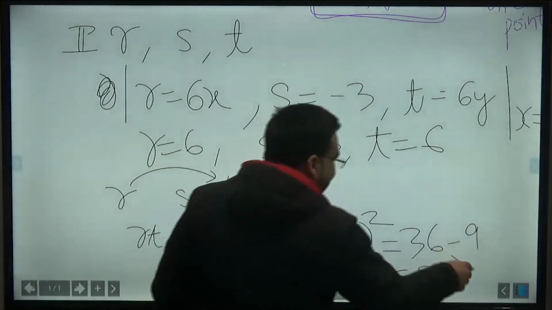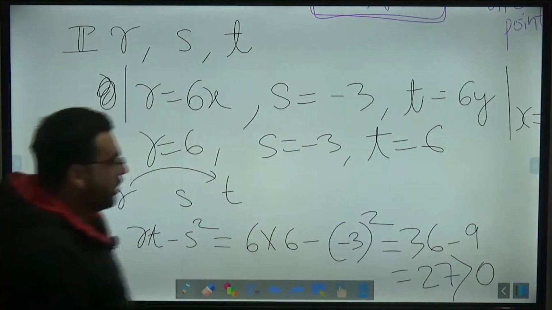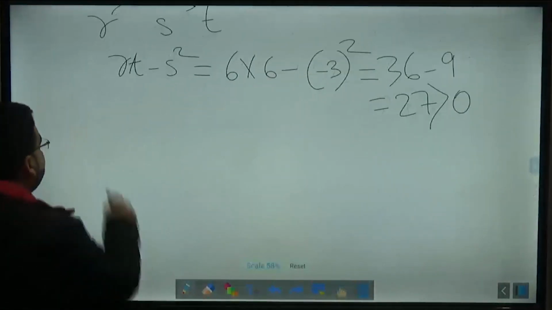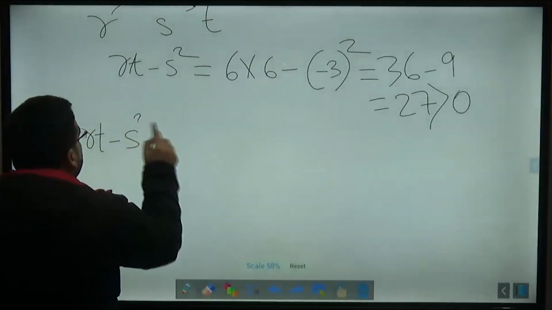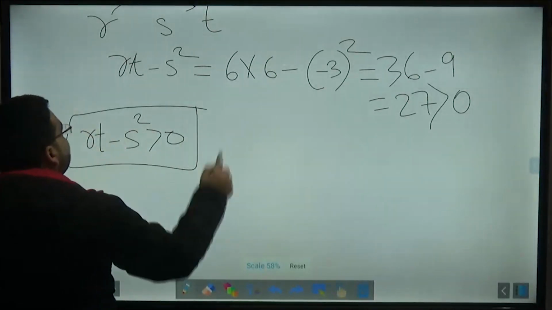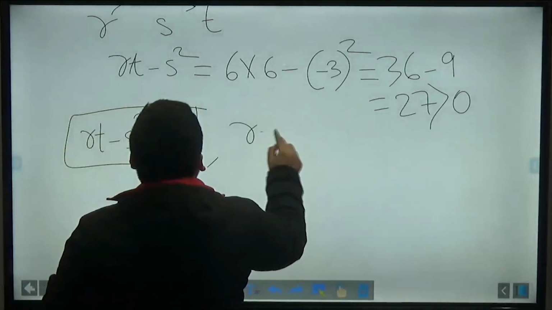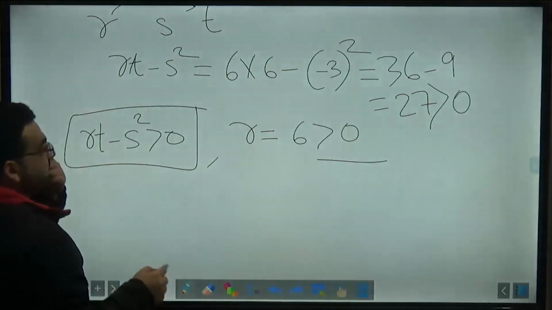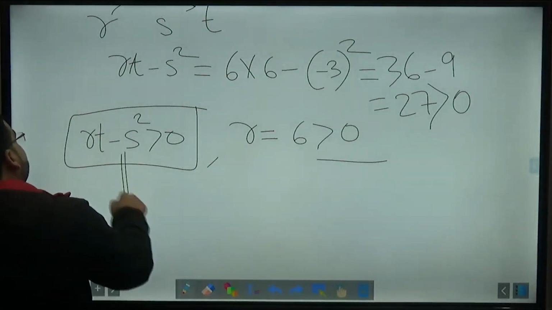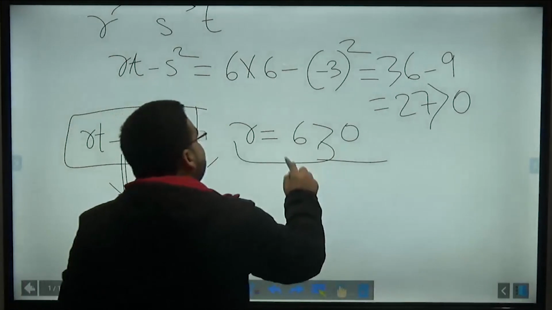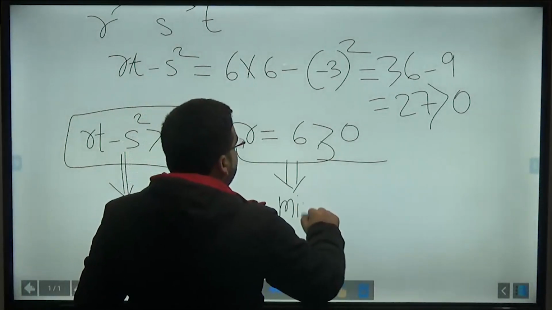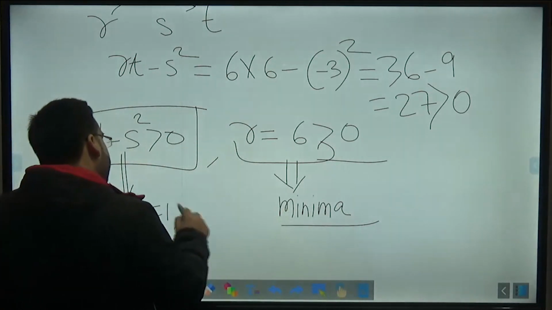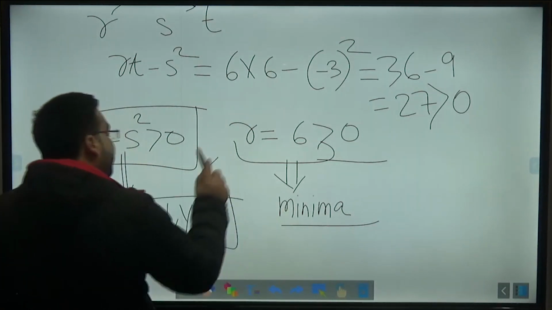Which is greater than 0. So RT minus S squared is greater than 0. And what is the value of R? The R value is equal to 6, and it is also greater than 0. So we have got two values greater than 0, which means it is either a maxima or a minima, and it means that it is a minima. So the point x equal to 1 and y equal to 1 is a point of minima.